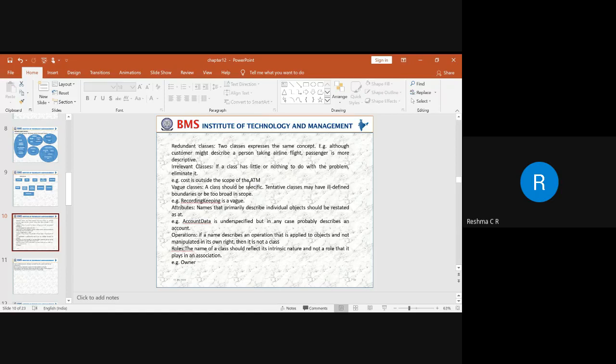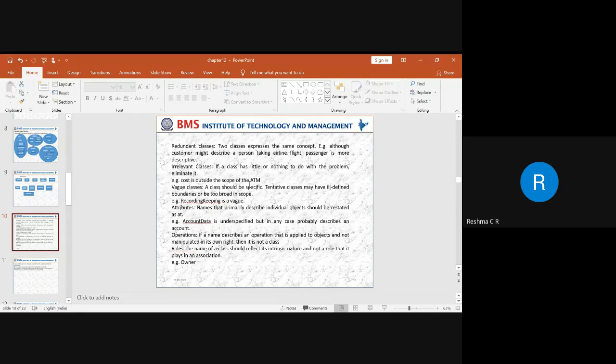Sometimes we call him a customer. So when you are classifying a class, you can specify customer and passenger. A customer may not be so relevant for an airline reservation, whereas a passenger is more descriptive. When you say passenger, you can get the details: from where to where the passenger is going to fly, on which date, on which flight. All these details can be collected rightly.